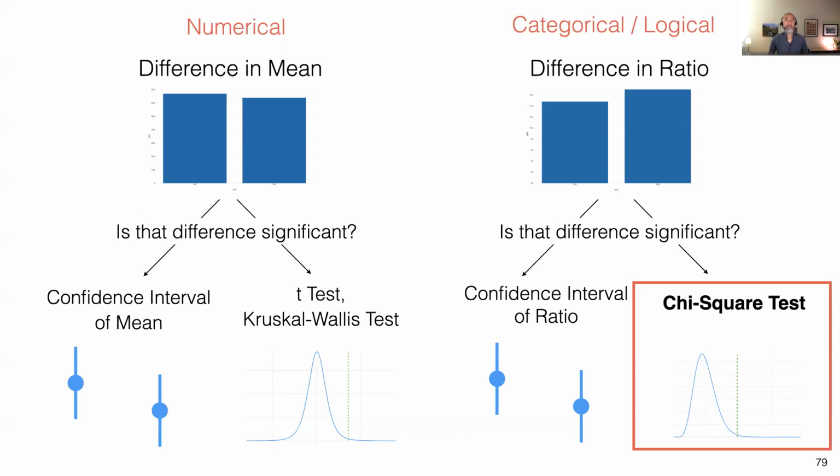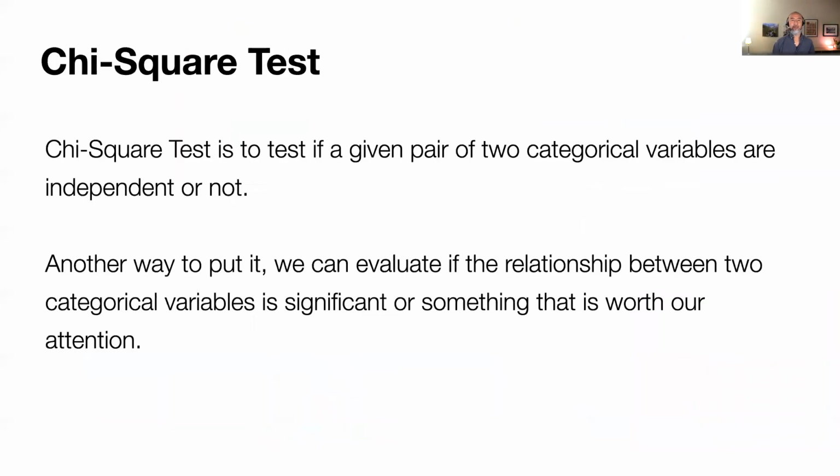Because the hypothesis test is a little tricky. There's a null hypothesis and a p-value and different concepts. But anyway, I don't want to go into too much detail on that in this episode. So anyway, the chi-square test is to test whether a given pair of two categorical variables are independent or not. When I say independent, there's no relationship between the two, okay? Another way to put it, we can evaluate whether the relationship between two categorical variables is significant, or something that is worth our attention.